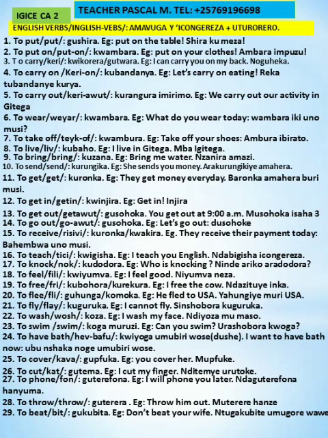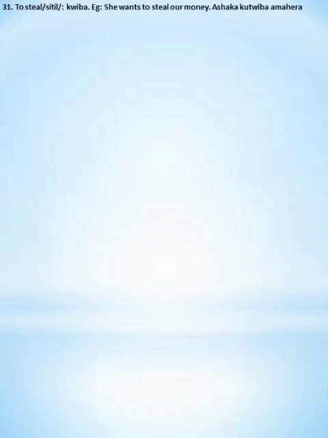29, to beat, gukubita. Example, don't beat your wife. Wife twarakubwiye ko ari umugore, ntukubite umugore wawe. Don't beat your wife. Don't beat your children. Children ni abana, ntukubite abana bawe.